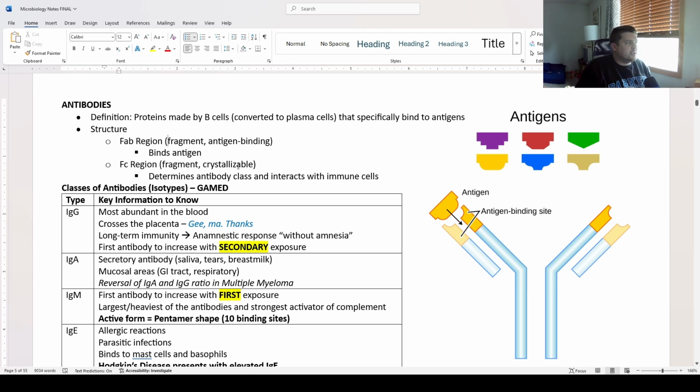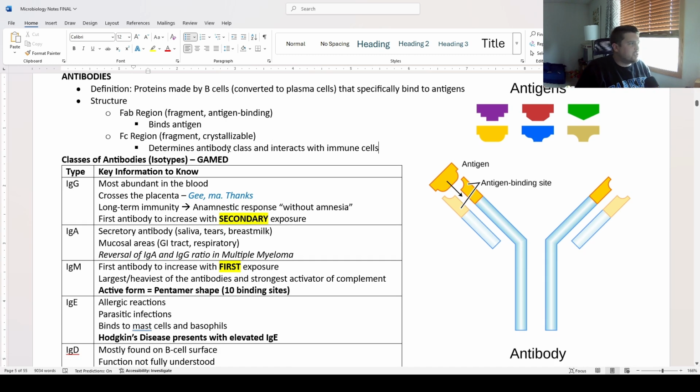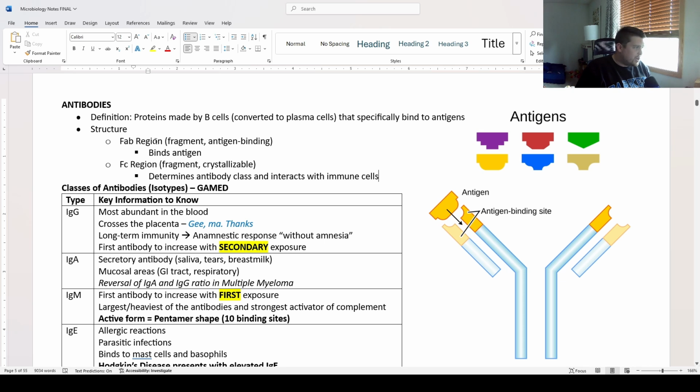Within the antibodies, we have two general regions. We have an FAB region and the FC region. FAB, only connection that we potentially get asked about with this, the AB stands for antigen binding. This is the specific portion right in here where the antigen is going to bind to the antibody in order to produce the reaction that we want.